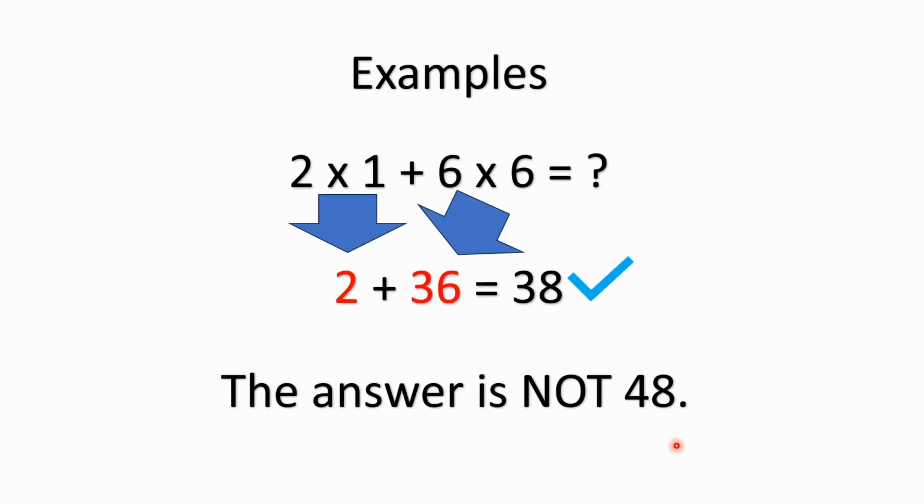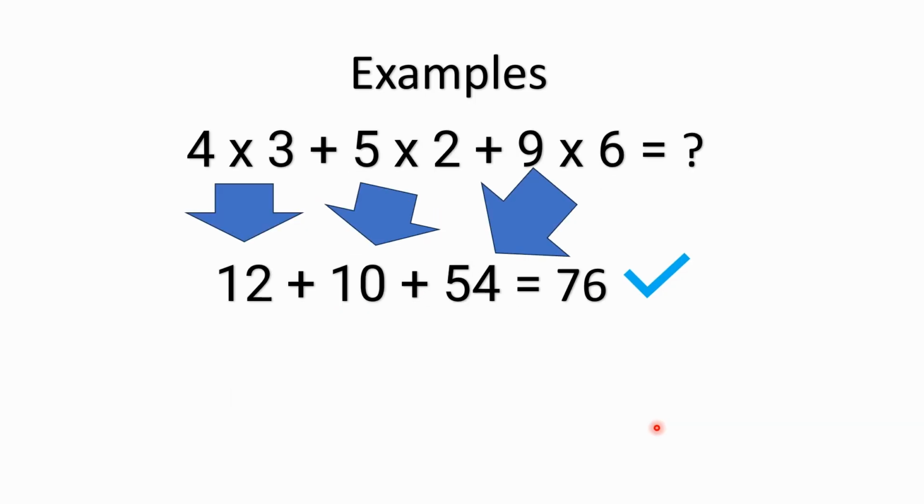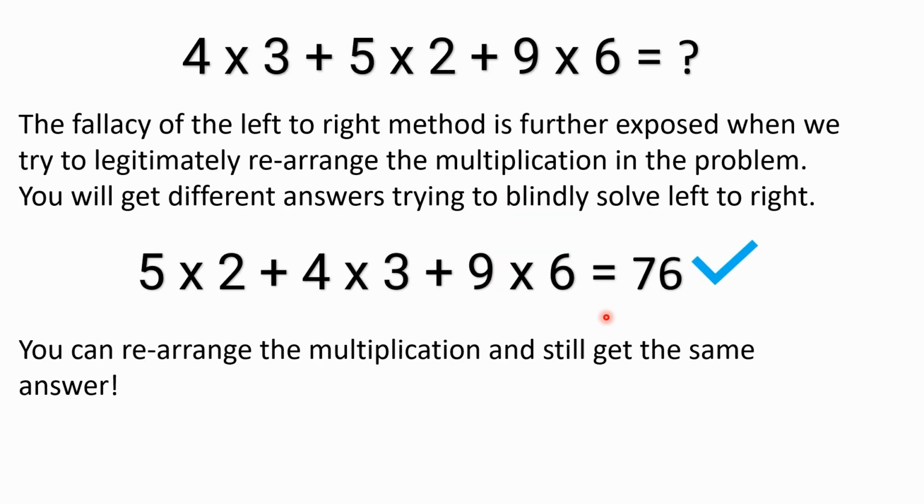Again, another common example, 2 times 1 plus 6 times 6. Again, multiplication's first. 2 times 1 is 2. 6 times 6 is 36. Then you add 2 plus 36 is 38. The answer is not 48. Another one, 4 times 3 plus 5 times 2 plus 9 times 6. Again, multiplication first. You get 12 plus 10 plus 54. It adds up to 76.